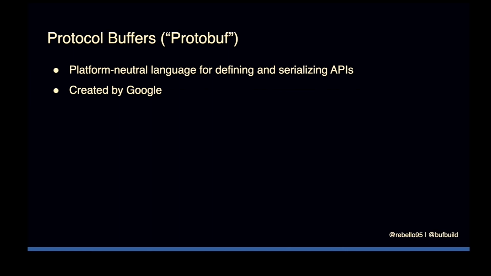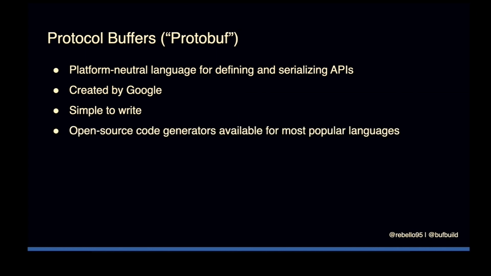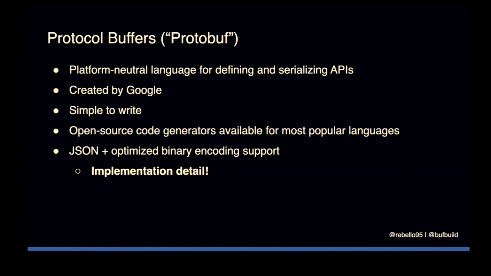Protobuf was originally created by Google, and it's pretty simple to write. So we'll get into it in a bit, but it'll probably remind you quite a bit of just writing Swift structs. It also provides open source code generators for most popular languages. And this opens the door to generating that code that we talked about earlier. It does support JSON, and yes, it does support that optimized binary format. But I do want to really stress that serialization is an implementation detail. It on its own is not going to make or break our apps. The real thing that we care about here is the productivity gains that we're going to get through both collaboration as well as code generation. And that could really be game-changing for each platform.